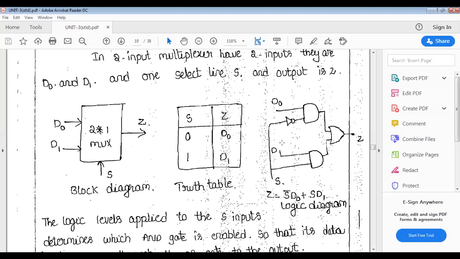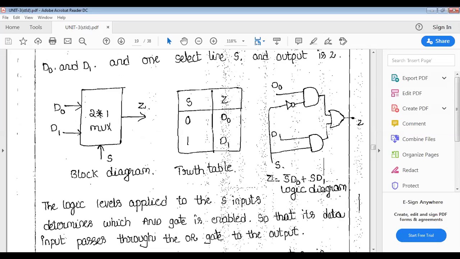When S is equal to 0, the inverter output is 1, so the first AND gate is enabled with D0 and the second AND gate is disabled. Then we get Z equal to D0 only. And when S is equal to 1, the inverter output is 0, so the first AND gate is disabled and AND gate 2 is enabled.